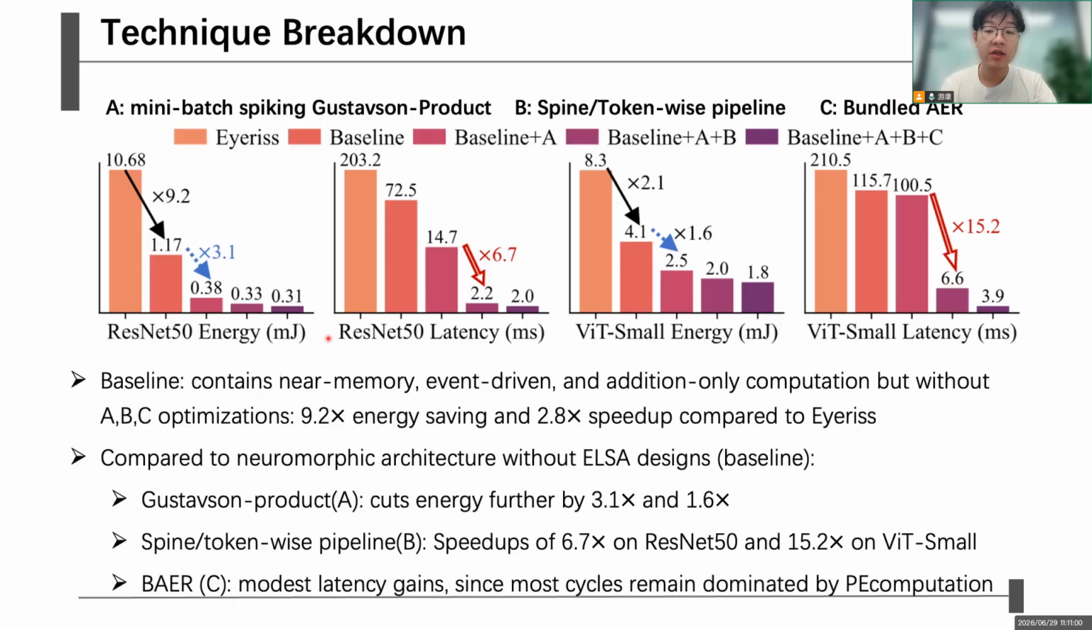The baseline contains fundamental neuromorphic techniques, including near-memory, event-driven, and addition-only computation, but without the mini-batch Gustavson-product, spine token-wise pipeline, and bundled AER. With the Gustavson-product, the energy efficiency is improved significantly. With the spine token-level pipeline, the latency is reduced significantly. With BAER, the latency and the energy have also been improved.